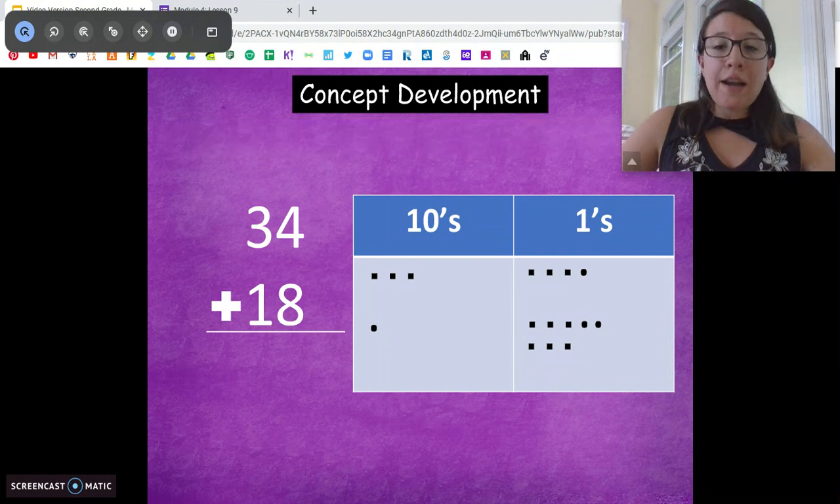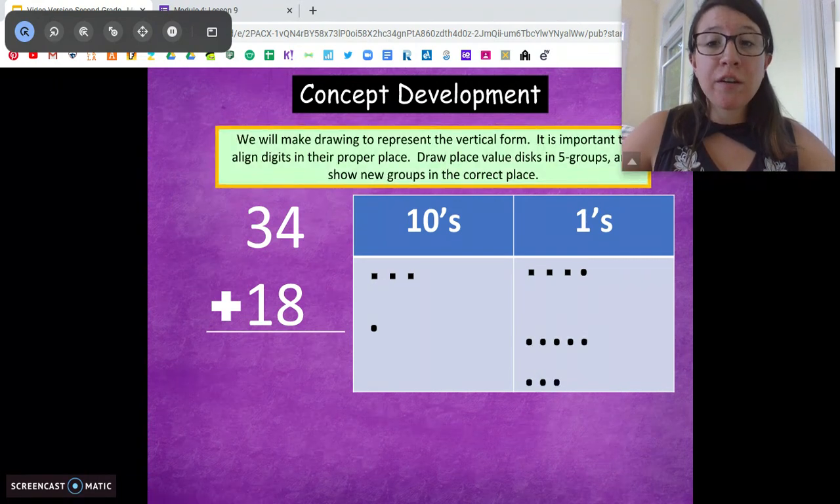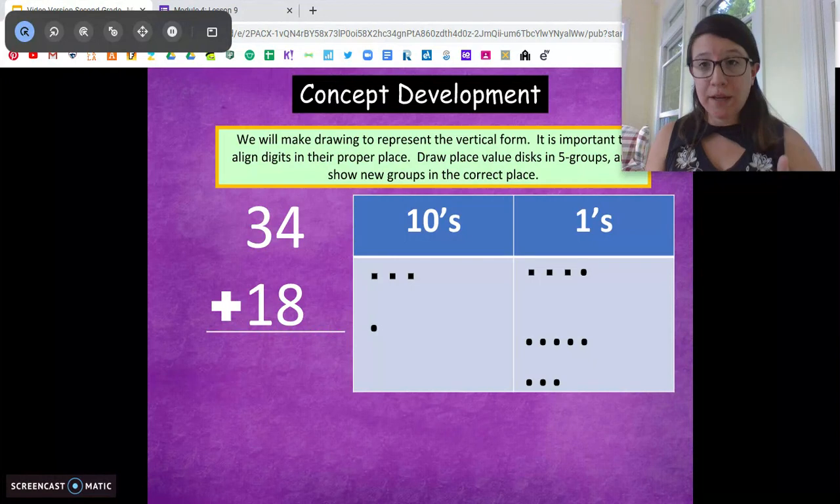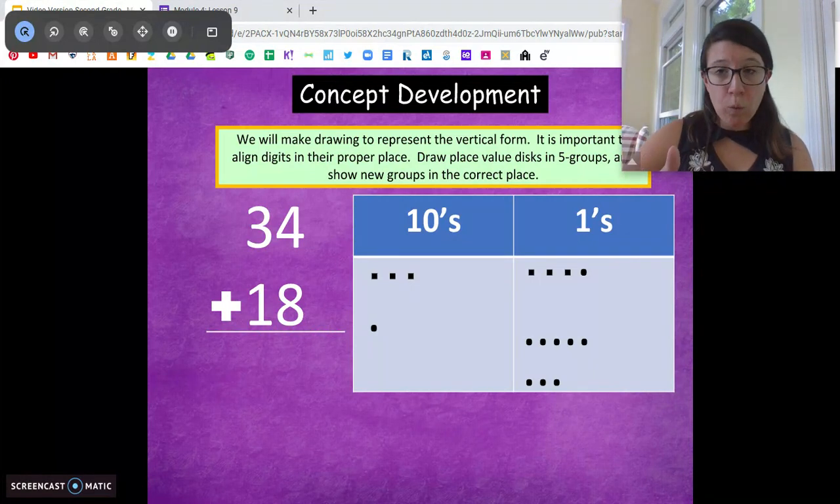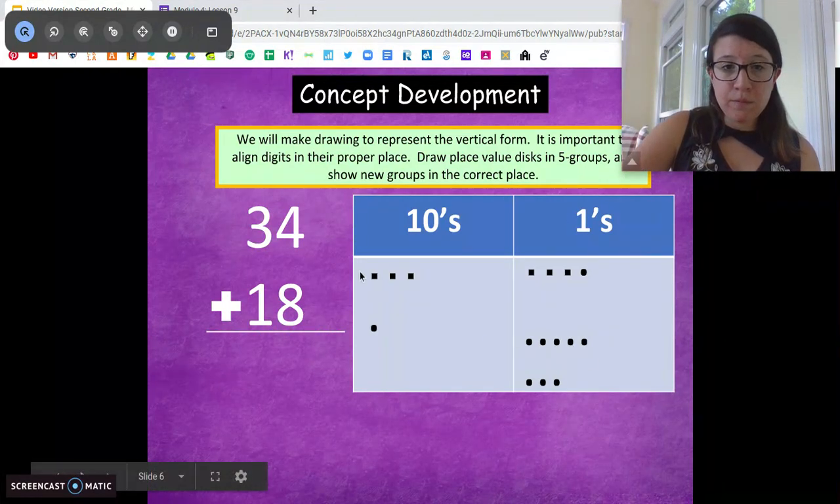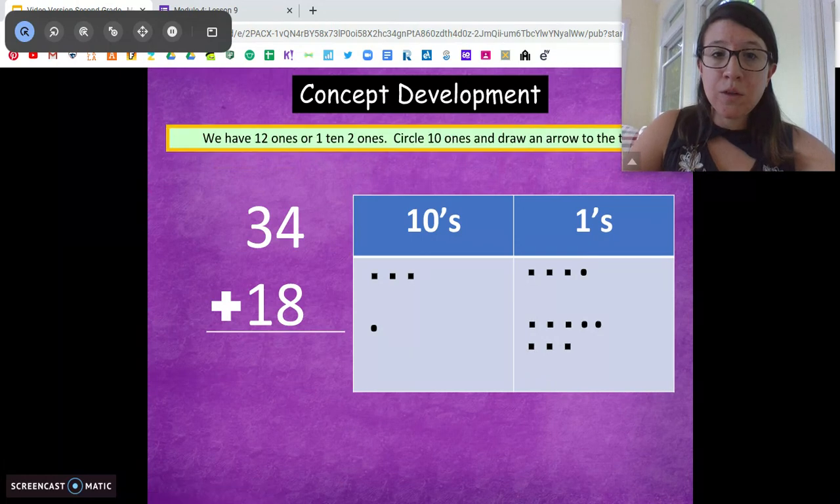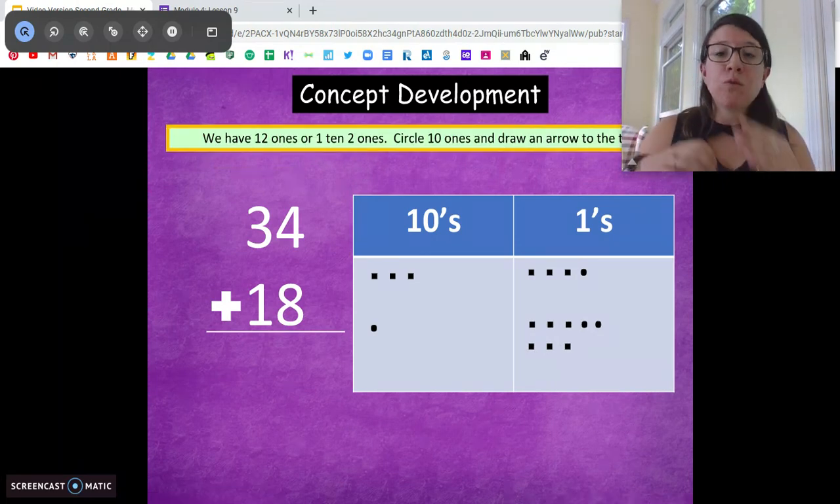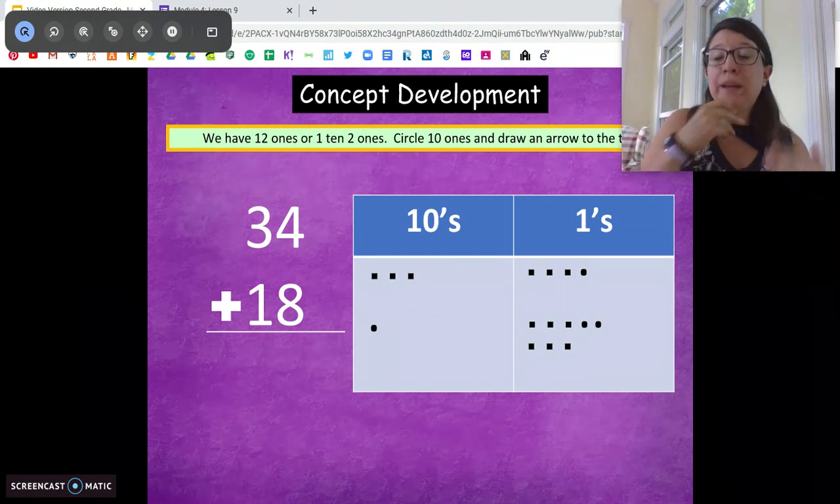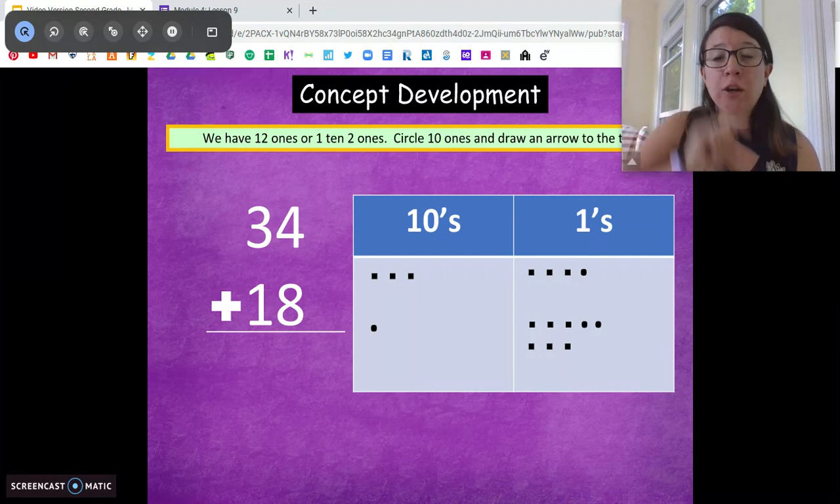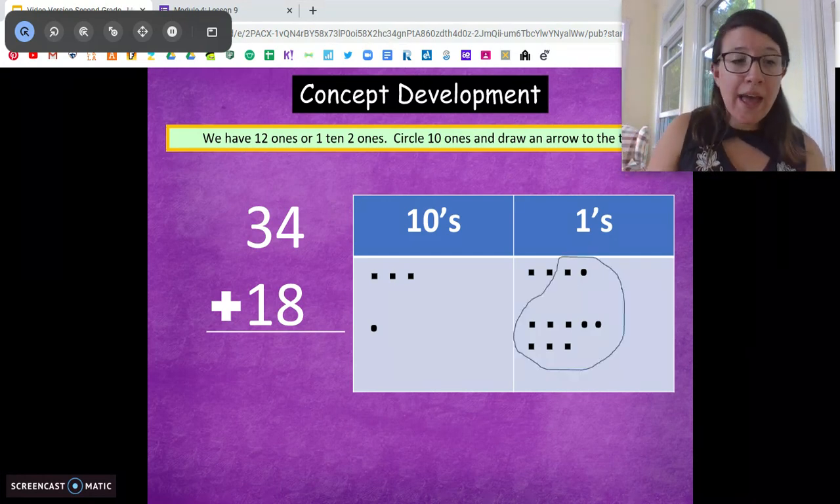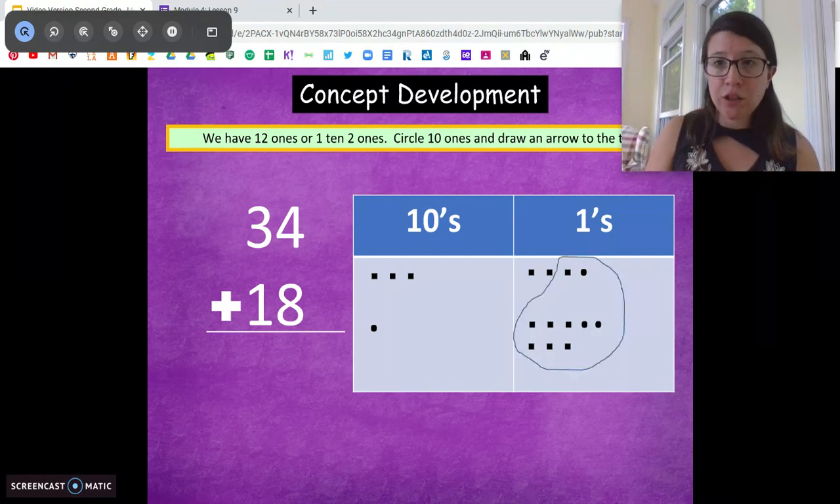So our next step is to figure out how many ones we have and how many tens we have. How many ones do we have? We can add 4 plus 8. We can see 4 plus 8 in here. How many ones do we have? We have 12 ones or 1 ten and 2 ones, right? So what we want to do is move those tens over. Because we're not using place value discs anymore, I'm going to have you circle a group of 10. So go ahead and circle that group of 10 on your paper right now.